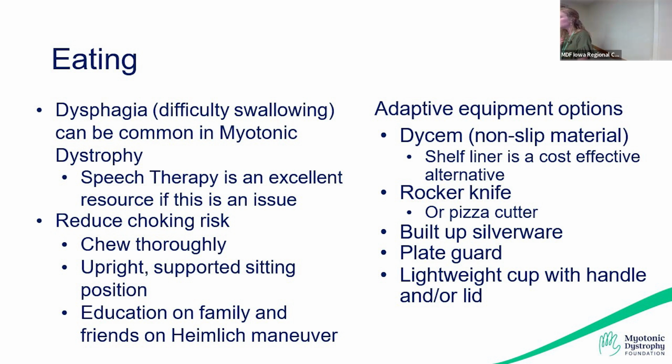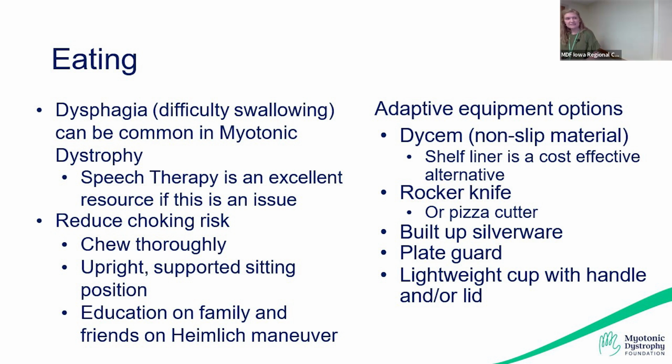So some occupational therapy things that I recommend is, again, that proactive approach of reducing the choking risk. So really chewing slowly, chewing thoroughly is crucial. Making sure you're sitting in an upright, supported sitting position. So not in your comfortable easy chair with your feet out in front of you. You really want your body supported in that upright position. And then make sure your family and friends are aware of how to do the Heimlich maneuver. Heaven forbid if they ever needed to do that. It's good to have the knowledge and not need it rather than vice versa.